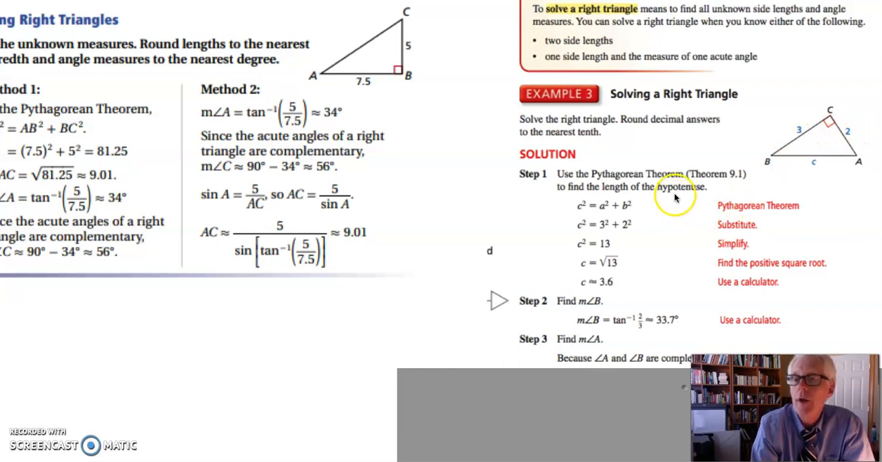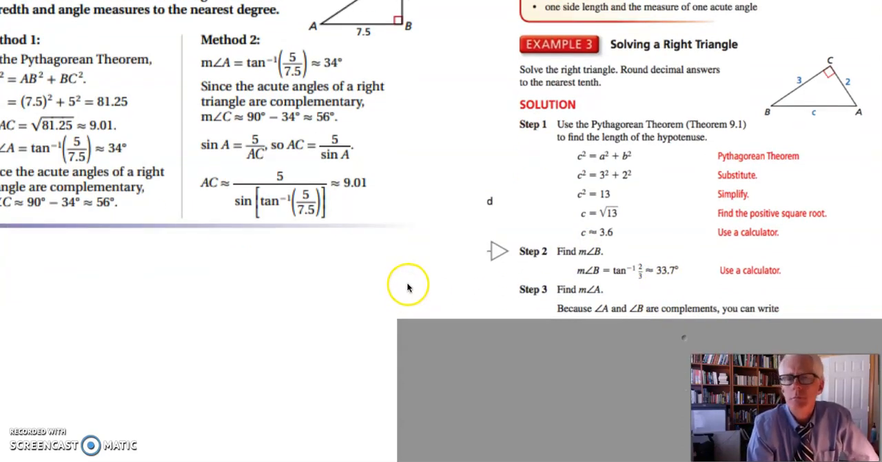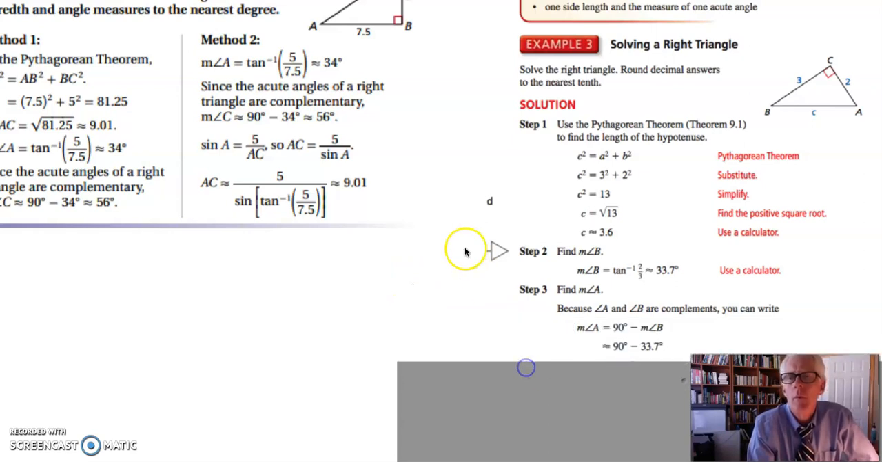Plug that in your calculator. You get the inverse tangent of 33.7. That's one example there to solve the right triangle. Once you know that angle, you can find the other angle, use the Pythagorean theorem to get the other side, and you have solved it.